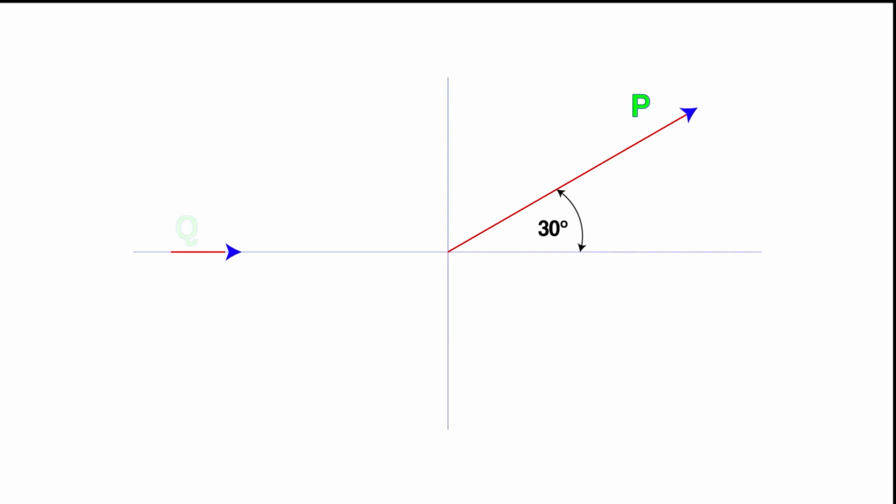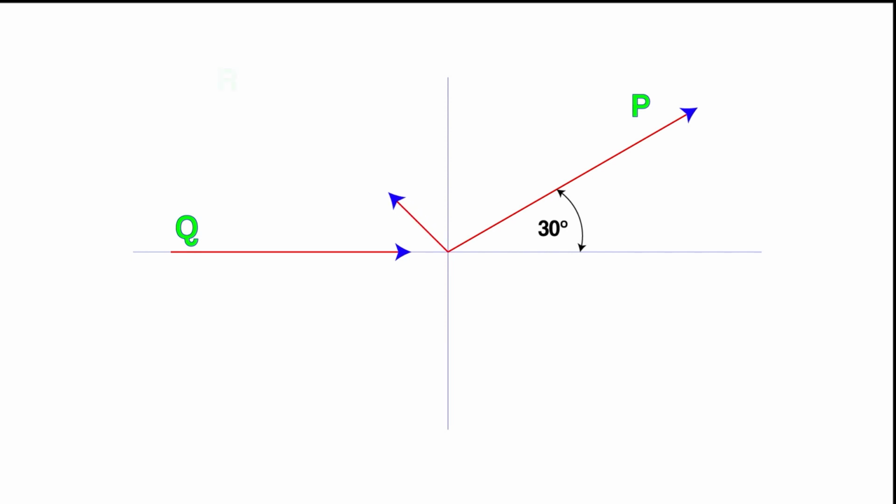Next in line, we have force Q. It's a horizontal force pushing to the right, simple and straightforward. The length of the arrow indicates the magnitude, which propels the force in the rightward direction.